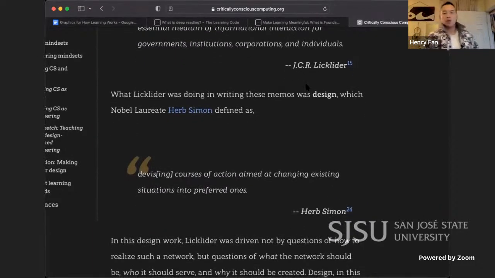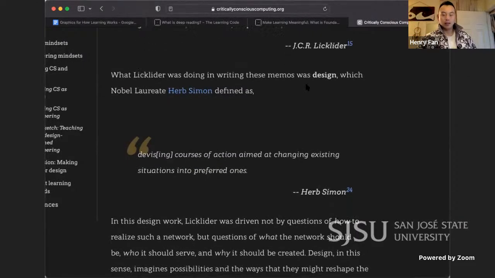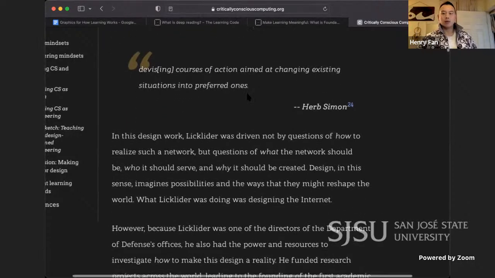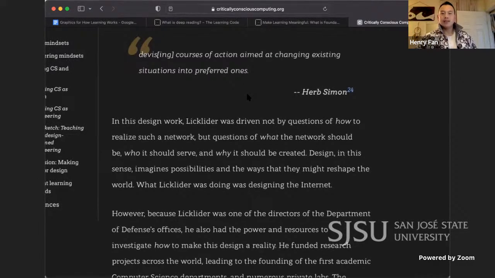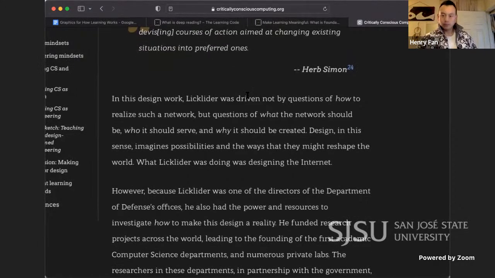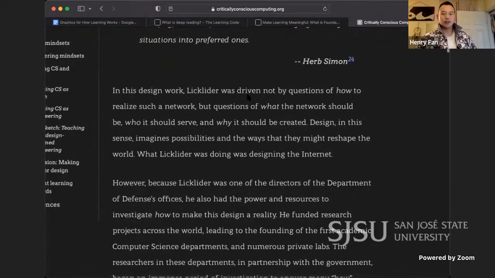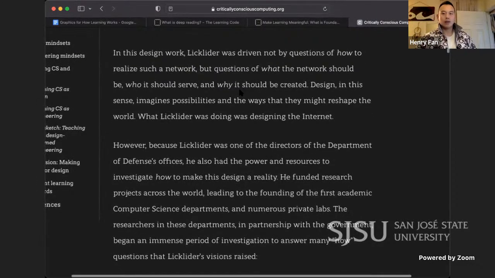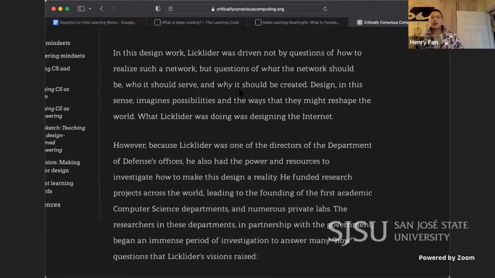What Licklider was doing in writing these memos was design, which Nobel laureate Herb Simon defined as, quote, devising courses of action aimed at changing existing situations into preferred ones. In this design work, Licklider was driven not by questions of how to realize such a network, but questions of what the network should be, who it should serve, and why it should be created. Design, in this sense, imagines possibilities and the ways that might reshape the world. What Licklider was doing was designing the internet.